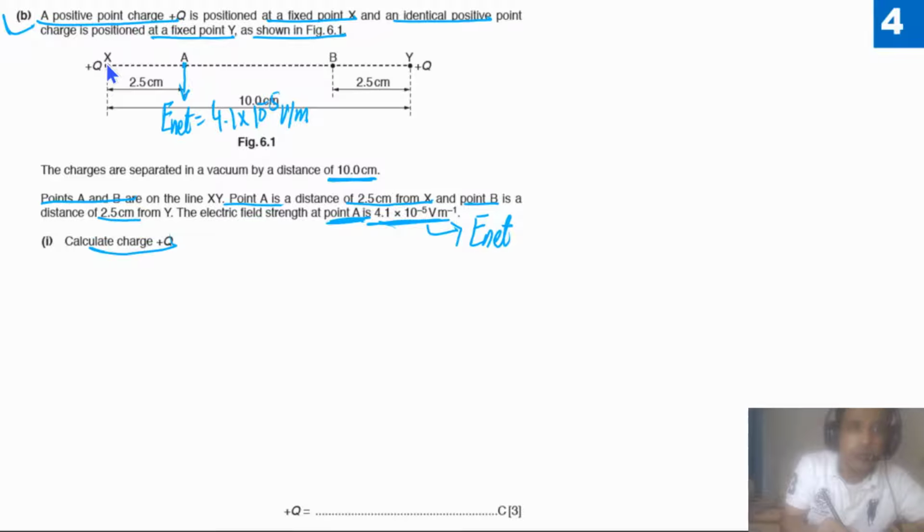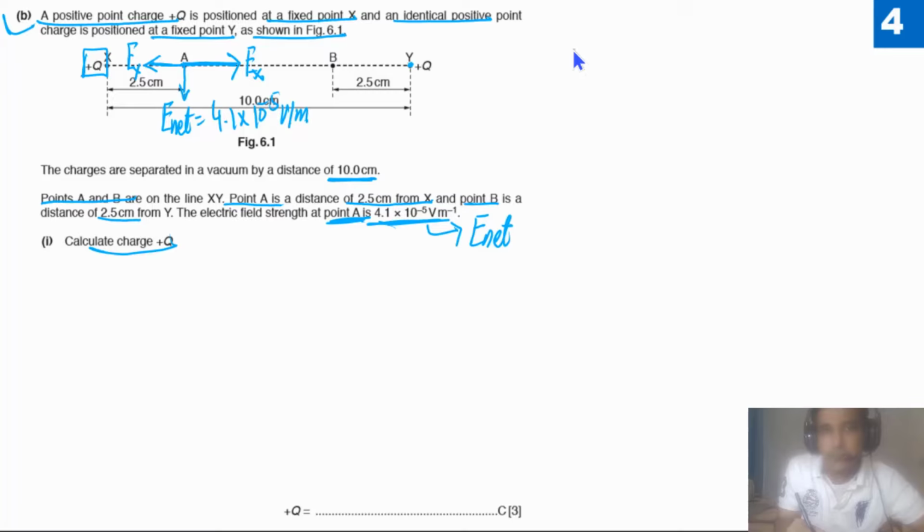If you look at the electric field due to this plus Q, this electric field will be pointing this way. We can say this is electric field EX. And the electric field due to this charge will also be pointing opposite, pointing this way. So we can say this is EY.